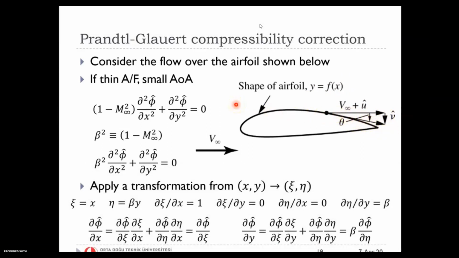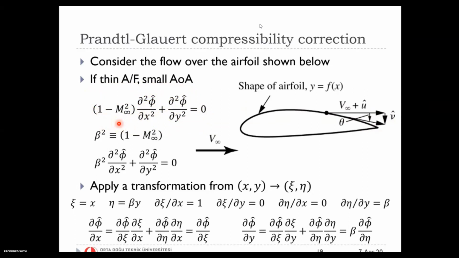So let's use our linearized perturbation velocity potential equation. It's given as (1 minus Mach infinity squared) times d squared phi hat over dx squared plus d squared phi hat over dy squared. To some extent, if you don't consider this term, it resembles the Laplace equation, but it's not the Laplace equation, of course.